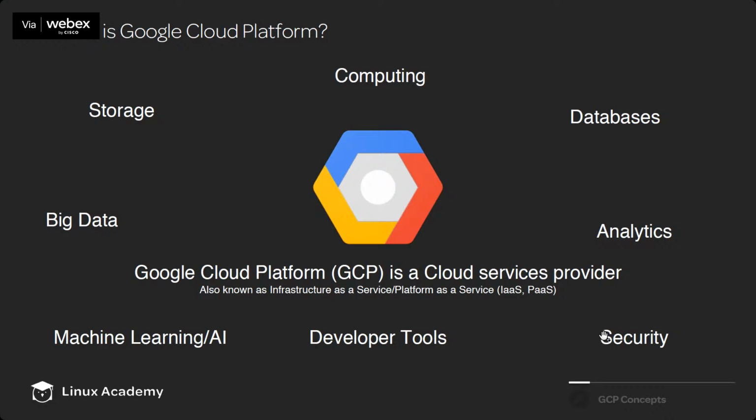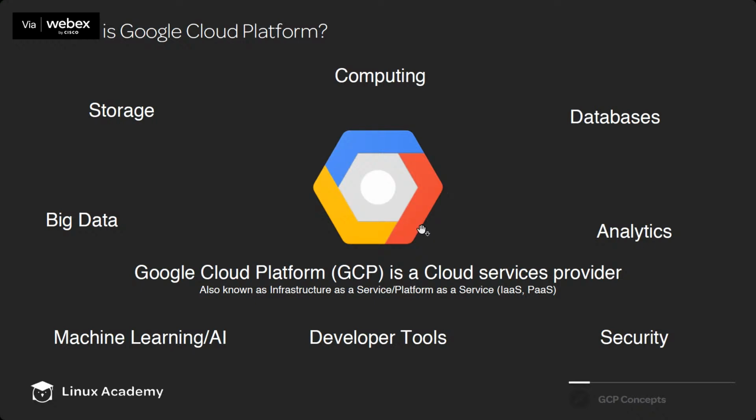Then you have cloud security as well. You have a lot of developer tools which are available to you, which you can use to build applications on the cloud, etc. And then, of course, the flavor of the last few years, ever since ChatGPT broke ground, machine learning and AI related services. So these are a typical representation of the kind of services which are available on the Google Cloud platform.